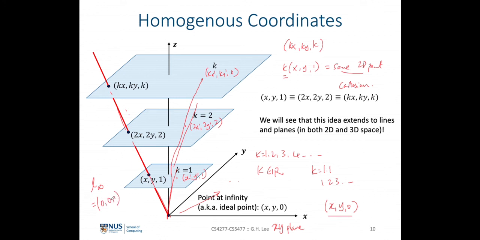We'll see how to derive this particular representation in a few slides' time. What's interesting here is that this L infinity corresponds to any point on the z-axis over here, since it's 0, 0, 1. It's also interesting to note that the origin of the Cartesian coordinate, 0, 0, 0, is undefined. So this point is actually undefined in homogeneous coordinates. We do not use this representation at all in homogeneous coordinates.